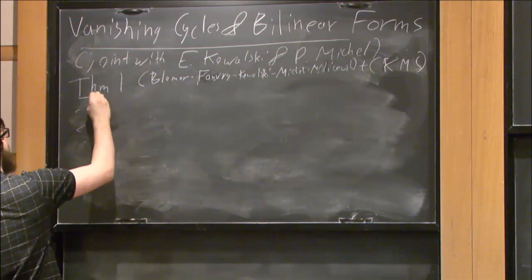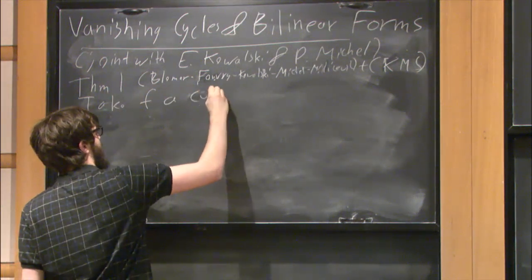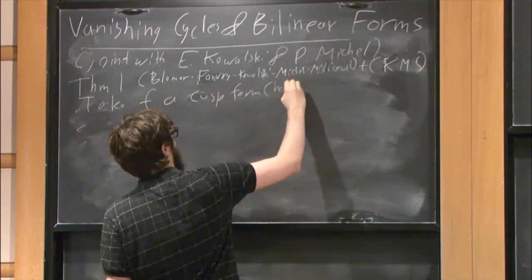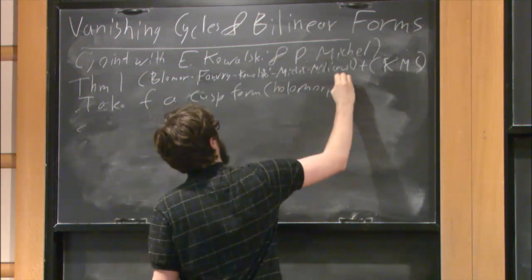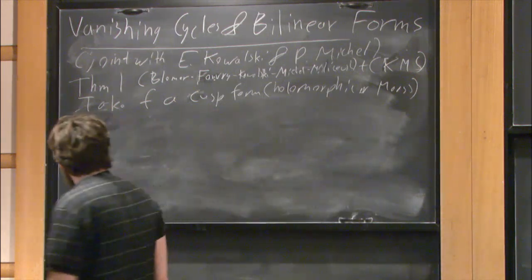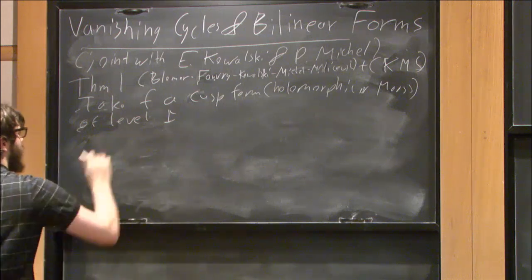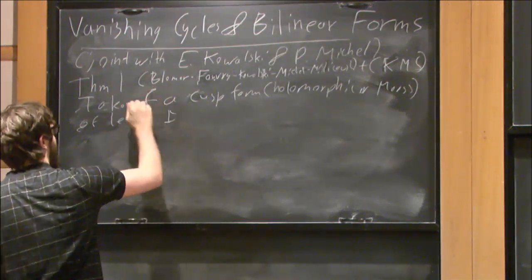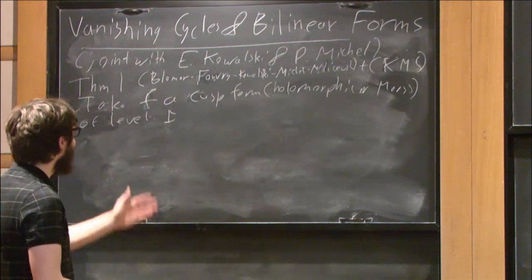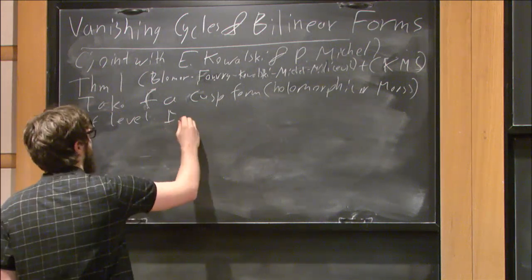So we're going to take f a cusp form, which can be holomorphic or Maass, of level 1. And, which I guess I only know one example, so we can take it to be the delta function. And that's pretty good. And we take p to be a prime.